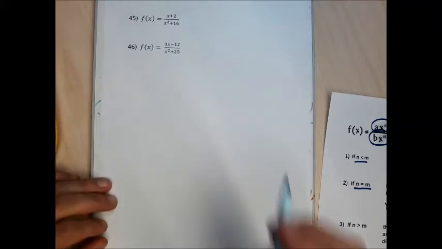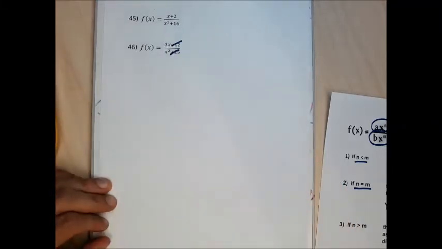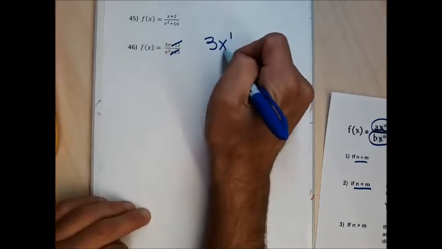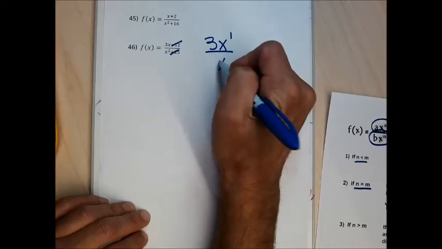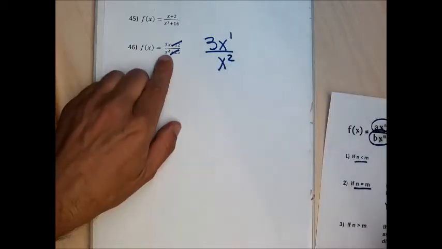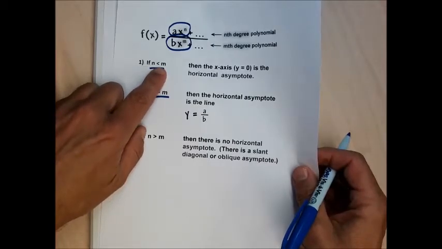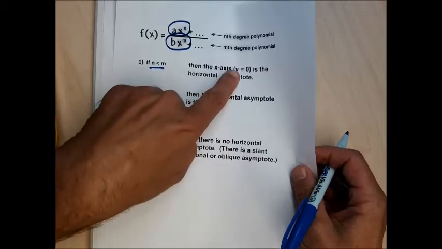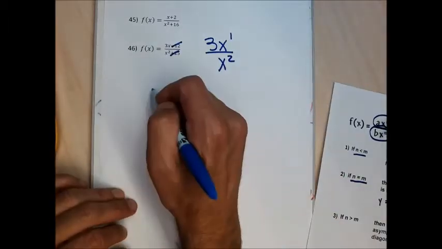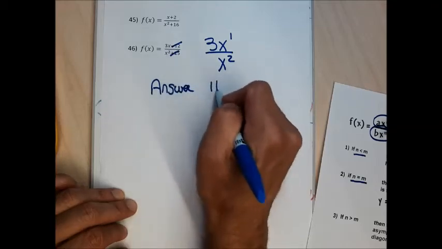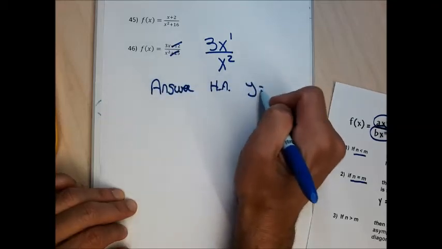For problem 46, I ignore everything in the denominator and the numerator that isn't the highest exponent. The highest exponent term in the numerator is the 3x, which is really 3x to the first. In the denominator, the highest exponent term is x squared. The highest exponent in the numerator is less than the highest exponent in the denominator. There's no algebra to do to get the horizontal asymptote. It's just going to have the equation y equal to 0. My answer to 46 is the horizontal asymptote is going to be y equal to 0.